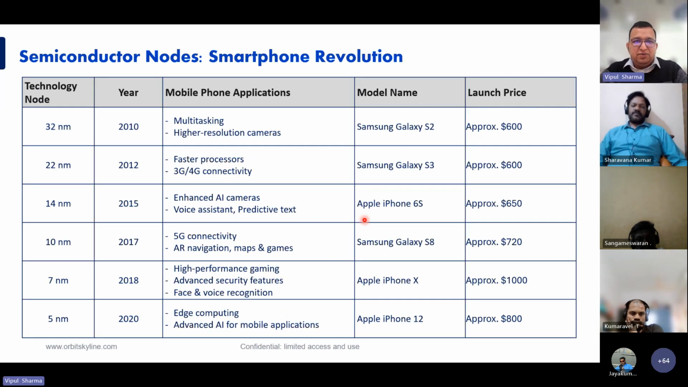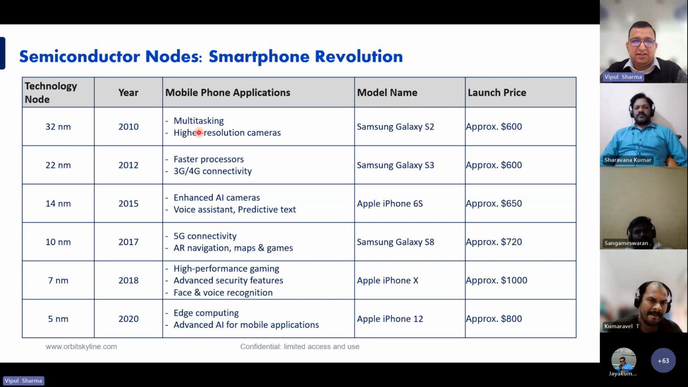In the next slide, after that the improvement increased many scales, and then started the era of smartphones. With 32 nanometer, these are the features which started getting enabled: high resolution cameras started appearing, and multitasking. We could run multiple tasks, and our phones did not get bogged down because of opening multiple apps. And then 3G, 4G connectivity started appearing in 2012 with the 22 nanometer transistor node.